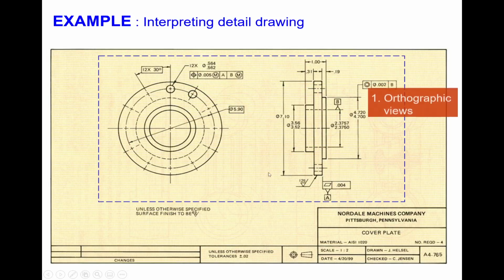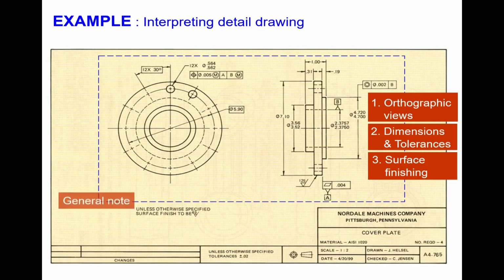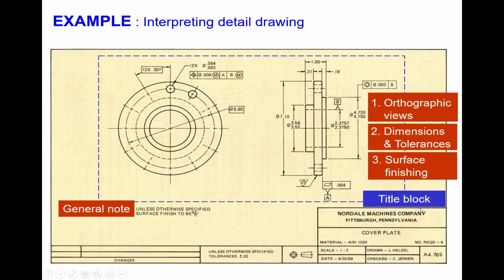Okay, and these are the orthographic views I mentioned earlier. And the orthographic views must have dimensions. Tolerance is optional in this course, because we don't cover it. And also the surface finishing. This one here is the general note. And also do not forget to include the title block. And also the revision table.